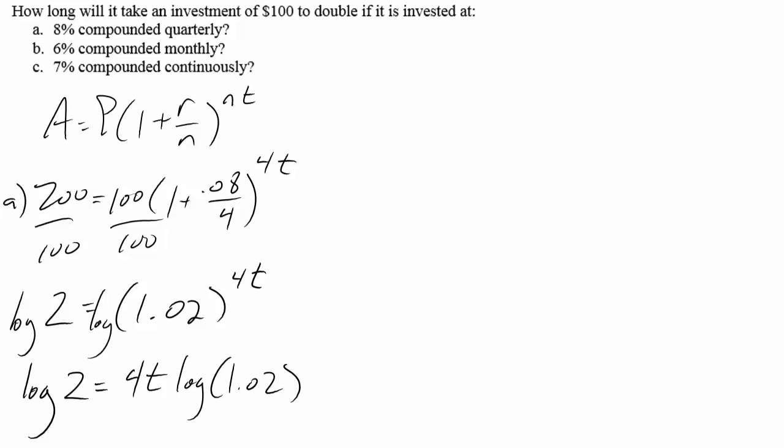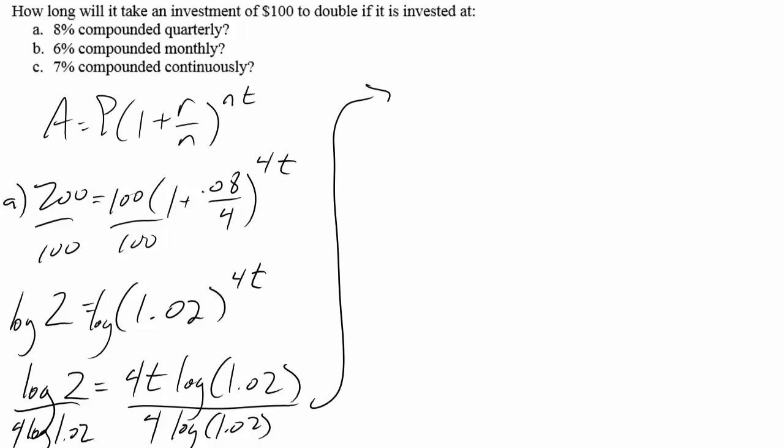All right, so now the t is down in a position where we can get to it algebraically. The only things that are in the way of the t at this point is the 4 and the log 1.02. So that's what we're going to divide out from both sides, that 4 log of 1.02. So let's go ahead and move this back up here to make it a little easier to look at. So we know that then t will be equal to log 2 divided by 4 log 1.02.